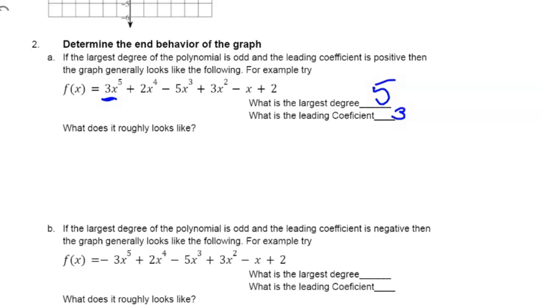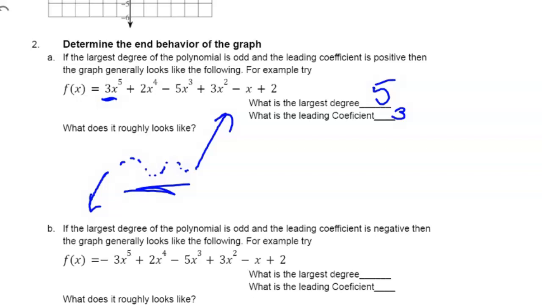And so generally this graph is going to come up from the bottom, do some stuff, and then leave going up out the top. So my end behavior is: when the largest degree is odd and the leading coefficient is positive, it looks generally like that. It's going to come up from the bottom, do some stuff here in the middle. We don't know what until we make a table or we graph it, and then it's going to exit going up from left to right. And so that's generally what it is.